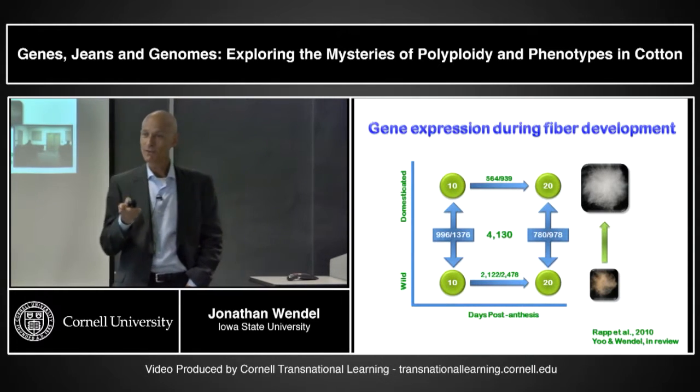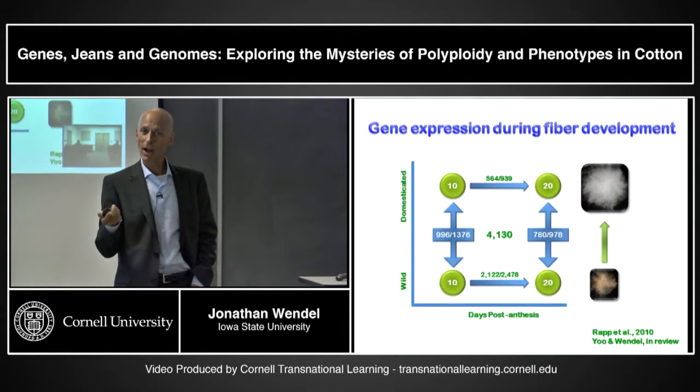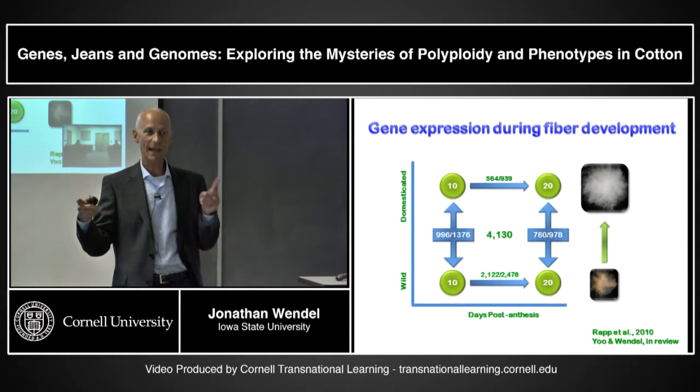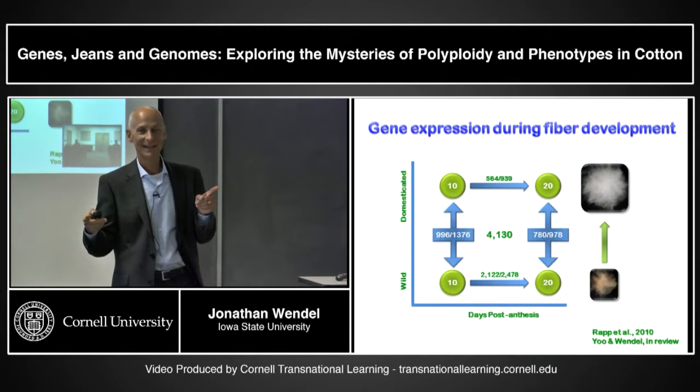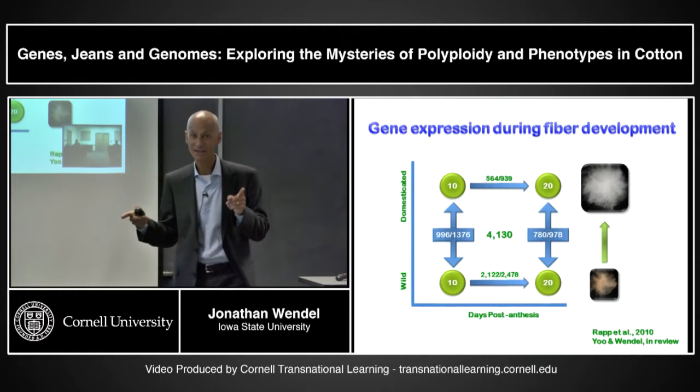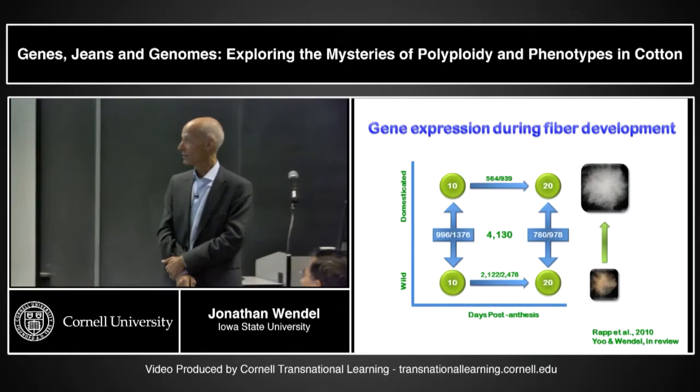Actually, incidentally, I don't know that I've mentioned this yet. Probably about three-quarters of the genes in the genome have at least some modest level of gene expression during development of this cell. This cell is really active and dynamic, tremendously variable.